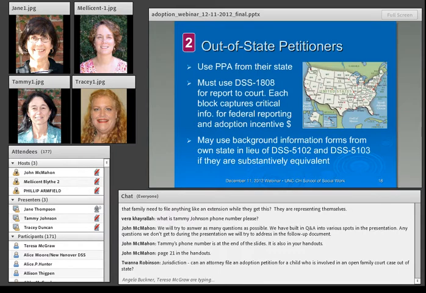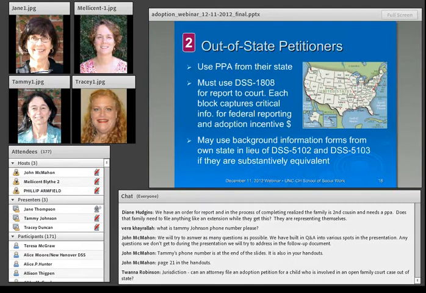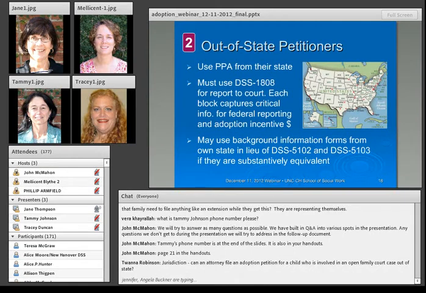And then we also made a recent change that we'll talk about at the end, allowing the use of background information forms from that state in lieu of our DSS 5102 and 5103 if they are substantively equivalent. And again, the key is capturing the information, not using one particular form.